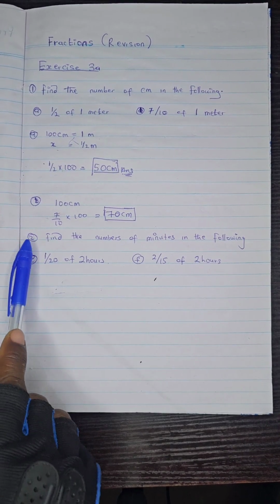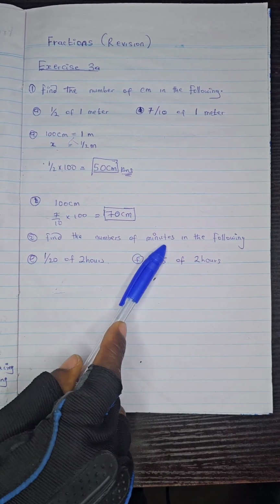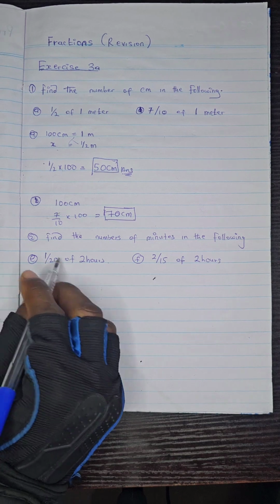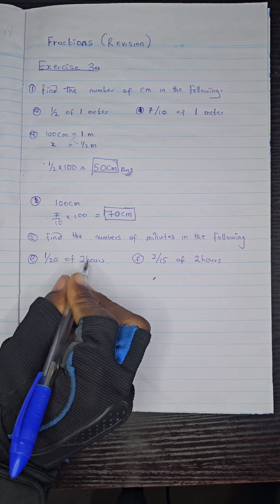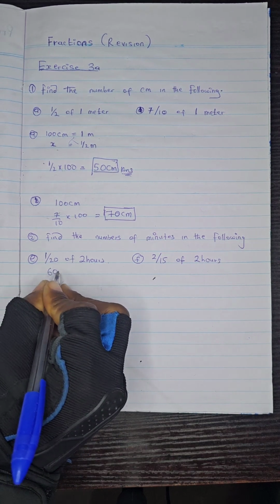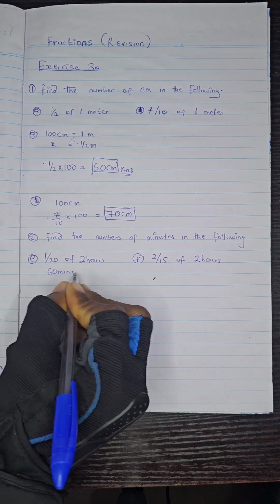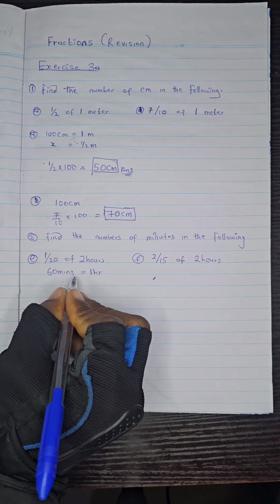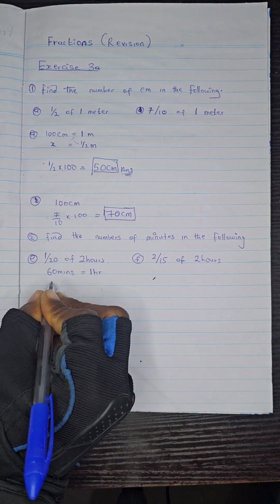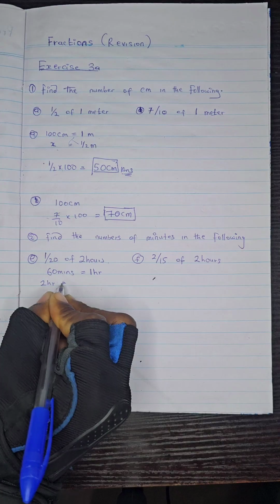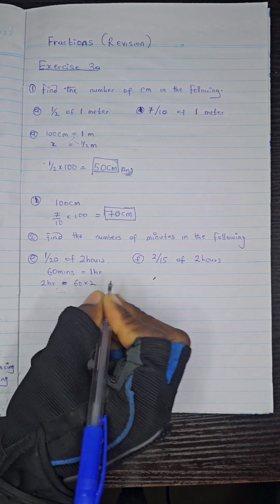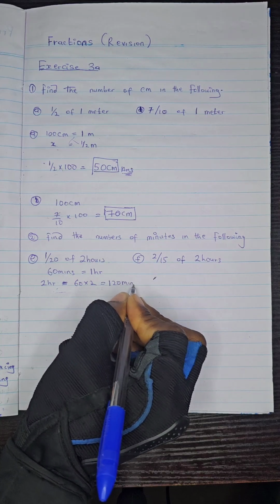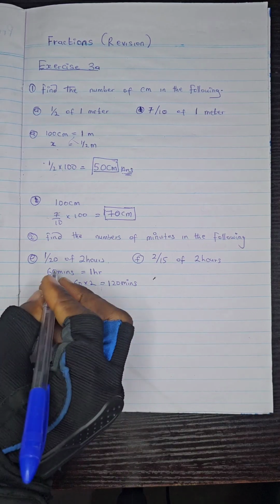So number 2 of exercise 3a says find the number of minutes in each of the following. As usual, first we convert to minute, then multiply by the fraction. How many minutes make 1 hour? We know that 60 minutes makes 1 hour. So to get 2 hours is simply 60 times 2, which should give us 120 minutes in short form.